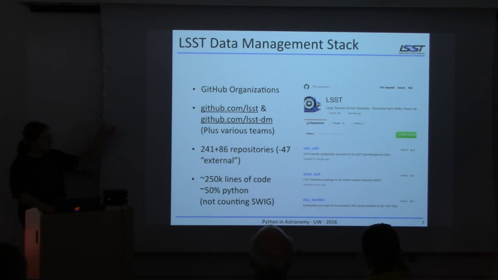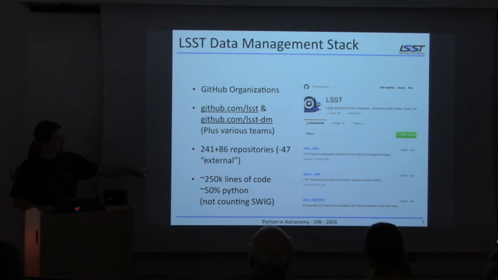So that's what we do. Here's where you can go to find us: GitHub.com LSST, GitHub.com LSST DM. That's data management. So there are sub teams. There's a bunch of other teams. The dark energy people have a team. The SIMS group here at UW has a team. There's 241 repositories in the first one and 86 repositories in the second one. That's a big number. 47 of those are external. That means a package we didn't develop, but we packaged it up so that our build system can manage it. I'm not sure if that makes it better or worse.